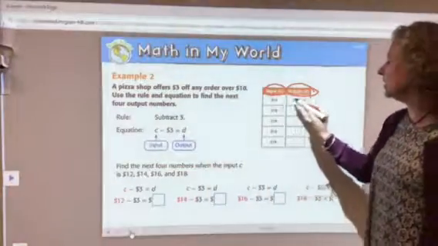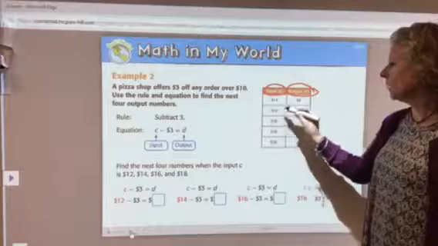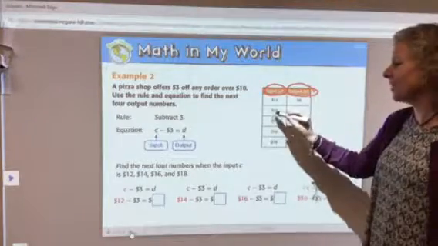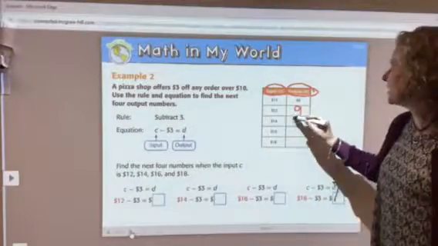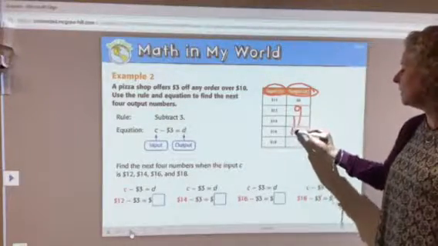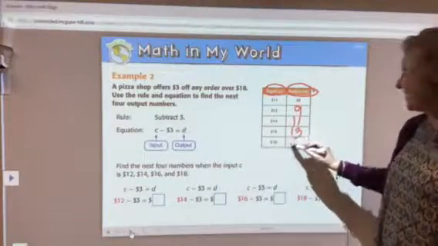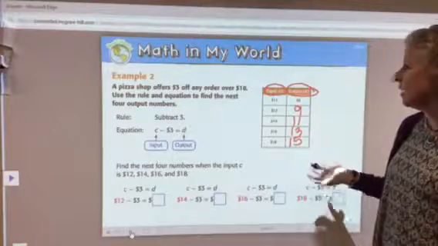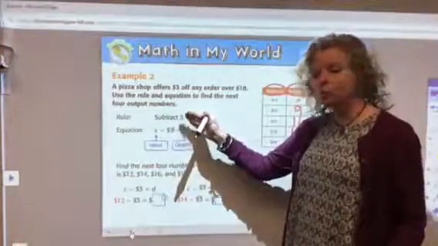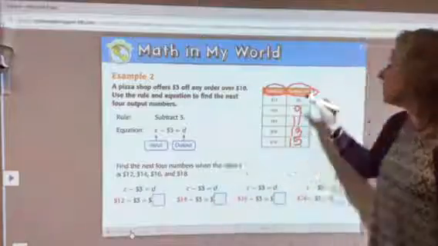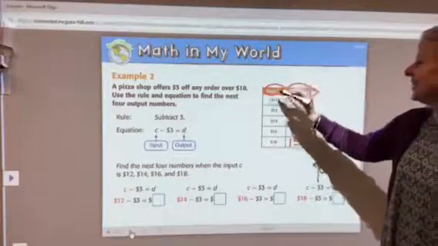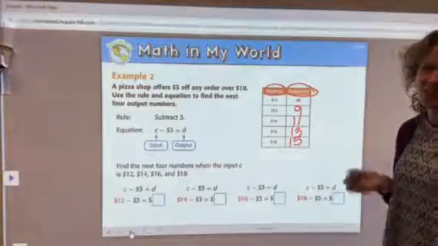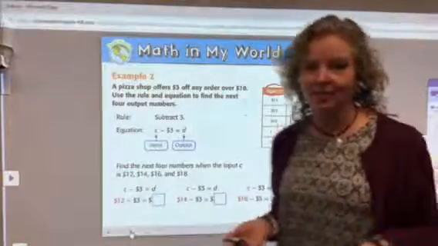We put in 11, we get out 8. We put in 12, subtract 3, my output's 9. 14, 11, 16, 13, 18, and 15. This time they gave us the rule and the equation. Remember, when you're looking at your table, you need to go ahead and check which side is the input and which side is the output. We're going to practice in a rotation.